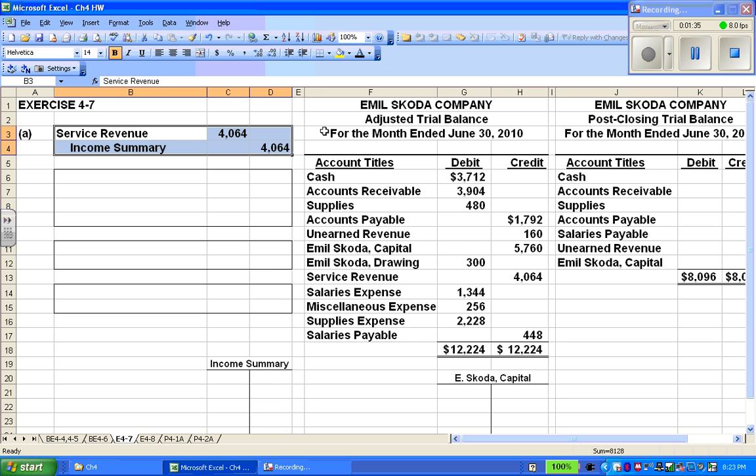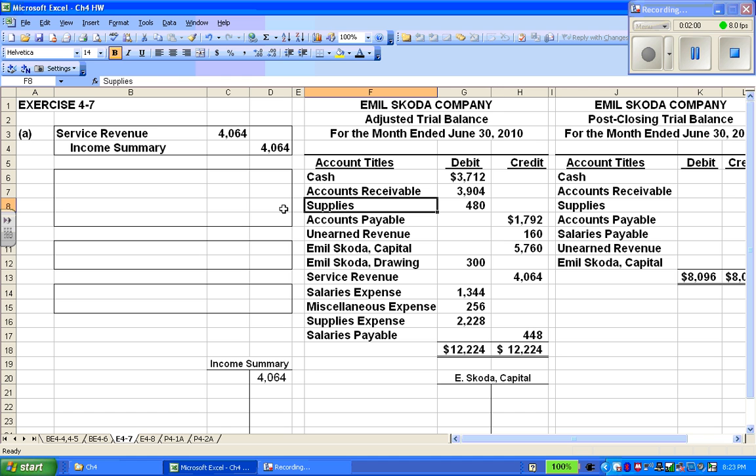And then just as I spoke about in class, we're going to credit the income summary account. The income summary account you only use at year end. Then I want to post this income summary entry to my T account down here, just so we can see it. So I'm posting the 4,064 as revenue. All right, let's continue down. Let me go back to my trial balance. That's the only revenue account that I had to close out.